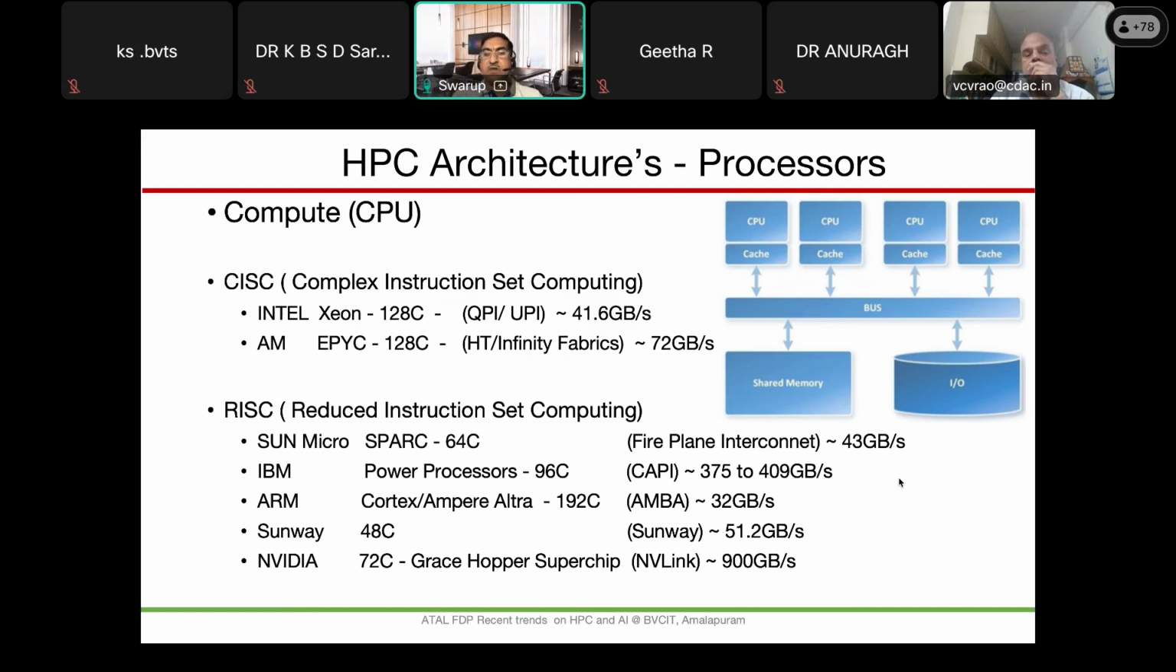Now, if you take Sunway, the Sunway interconnect is 51.2 Gbps. And then NVIDIA, if you take Grace Hopper, that is a superchip which was recently launched, which is offering NVLink, which is offering 100 GB per second. So these are the typical bus speeds we are talking about when you are connecting CPUs, because the CPUs need high throughput communication among the CPUs.